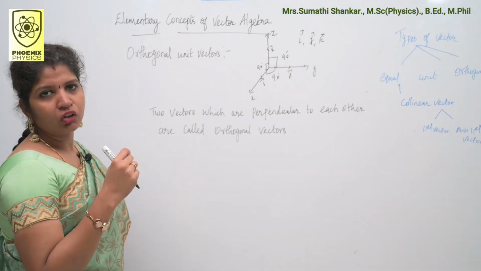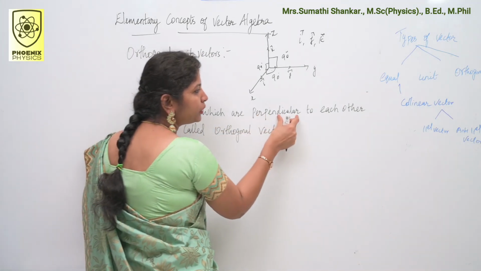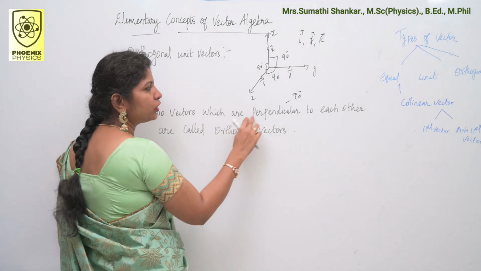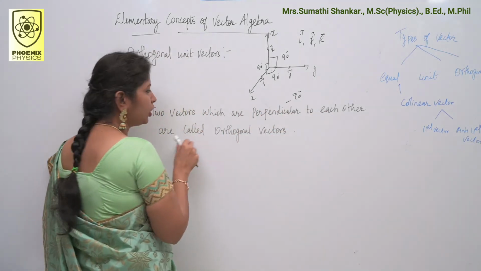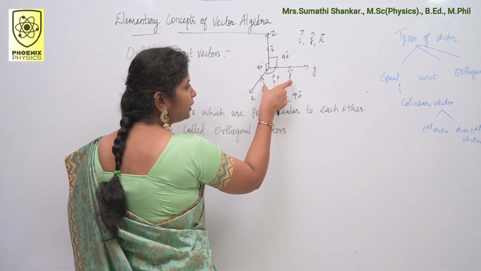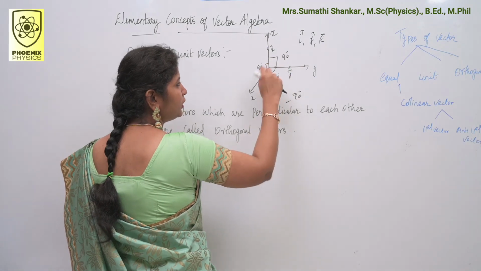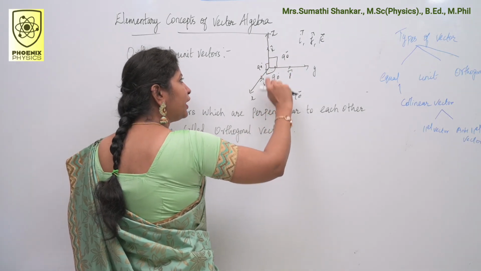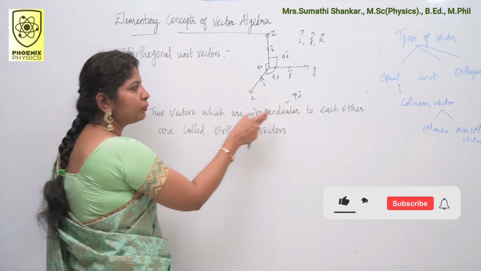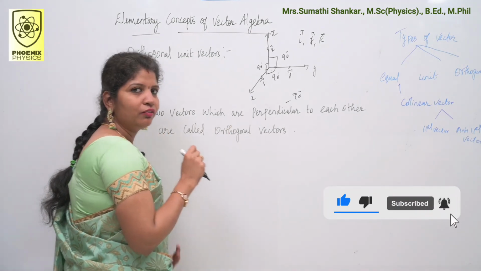How do you define orthogonal unit vectors? Two vectors which are perpendicular. Perpendicular means nothing but 90 degree. So two vectors which are perpendicular to each other are called orthogonal vectors. The angle between I and J is 90 degree, angle between J and K is 90 degree and angle between I and K is 90 degree. So two vectors which are perpendicular to each other are called orthogonal vectors.